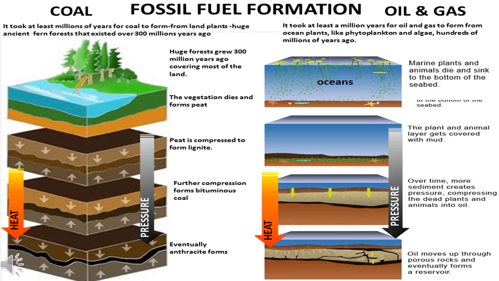Here we have a picture showing you the fossil fuel formation of coal, oil, and gas. It took at least millions of years for coal, oil, and gas to form, either from ocean plants and animals or from land plants and animals. So here we have many layers and sediments either on land or in oceans, and as you go lower you have more pressure, so more compression and more heat for the fossil fuels to form.